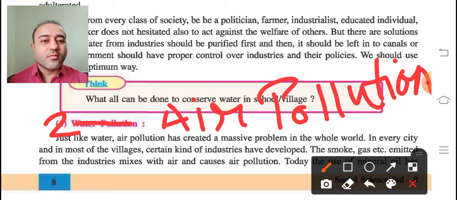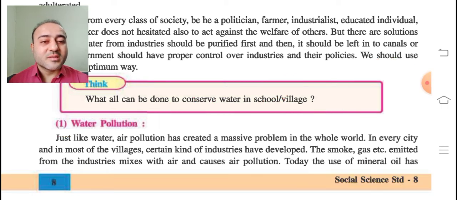Just like water, air pollution has created a massive problem in the world. In every city and in most of the villages, certain kinds of industries have developed. So the smoke, gas, etc. emitted from the industries mixes with the air and causes air pollution. So we know that very well, that a large number of industrial developments are taking place, due to which the air becomes contaminated, okay, or it gets polluted.